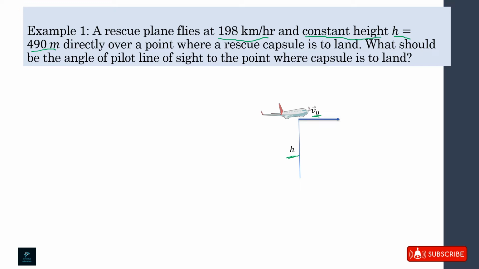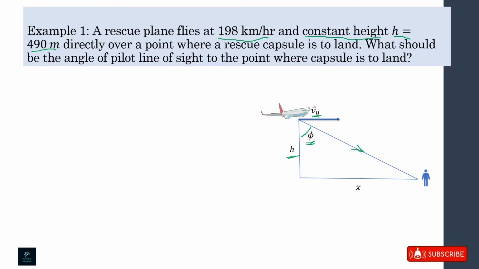direction. When the rescue plane releases the rescue capsule, it is at a horizontal distance x from the point where it is to land. So the rescue capsule initially is at a horizontal distance x from the point from where it is to land. At this point, the pilot line of sight is this one. So this is the pilot line of sight, and this is making an angle of phi with the vertical direction. So this angle phi we are required to find in this example.